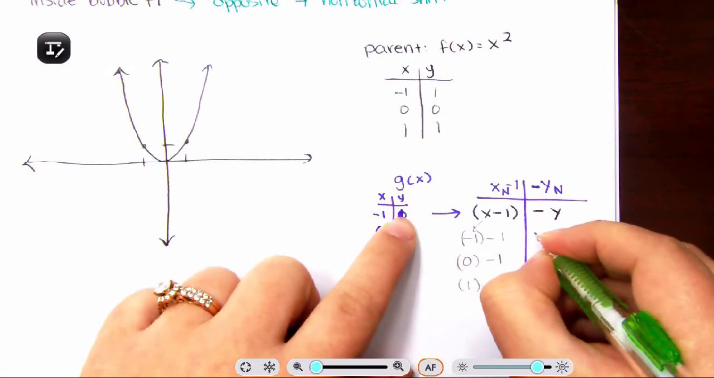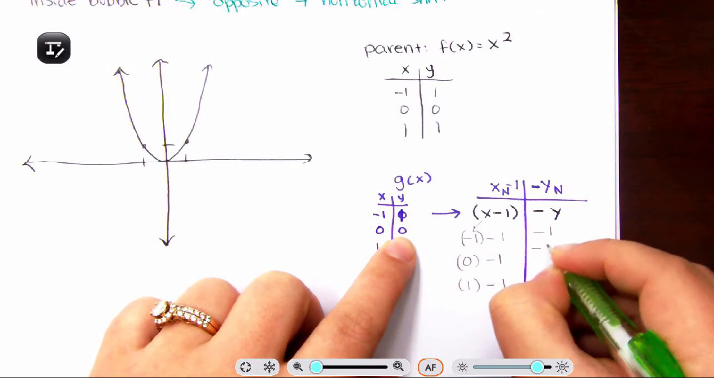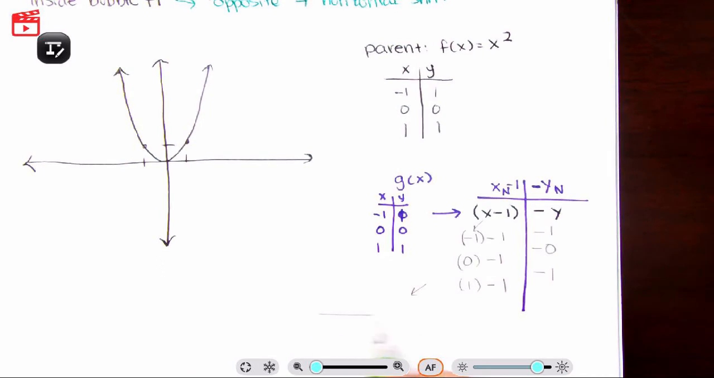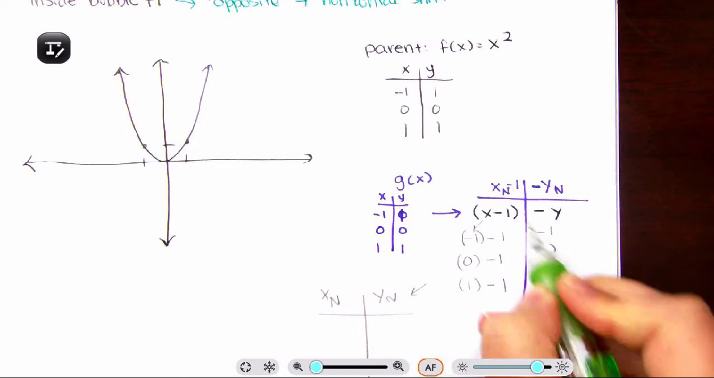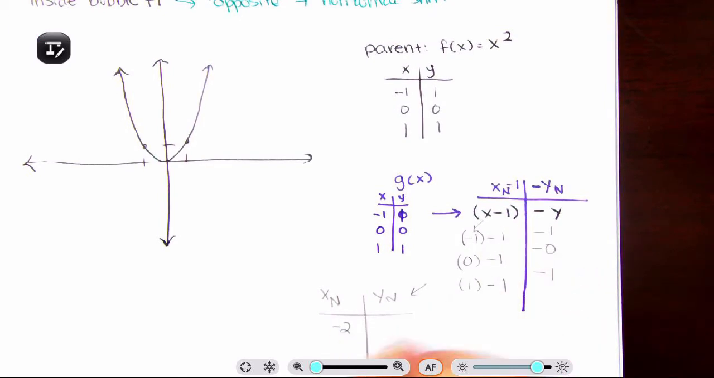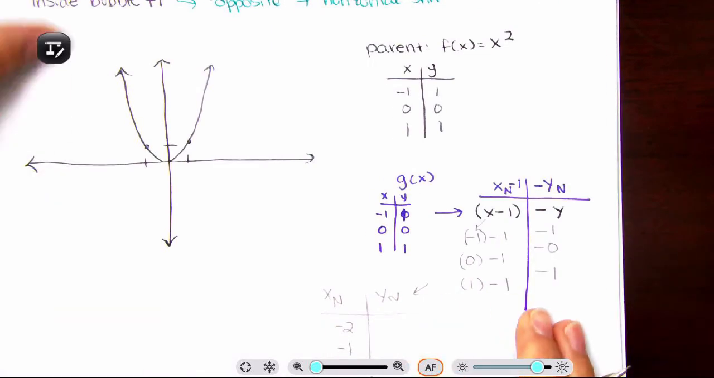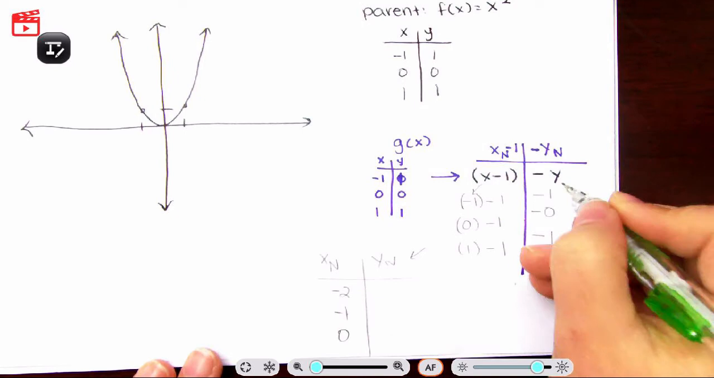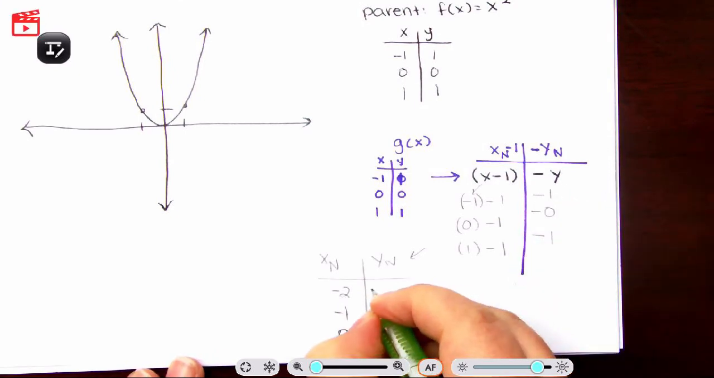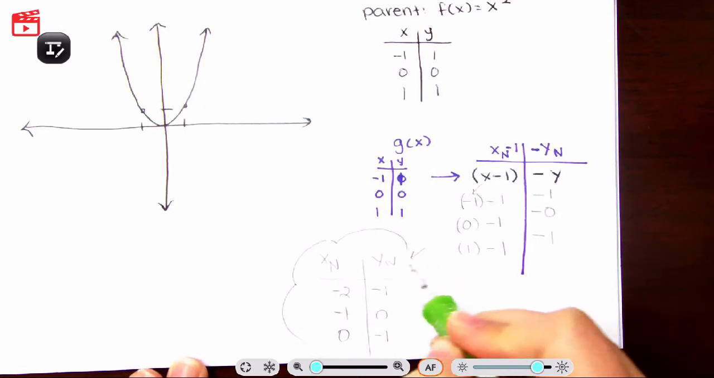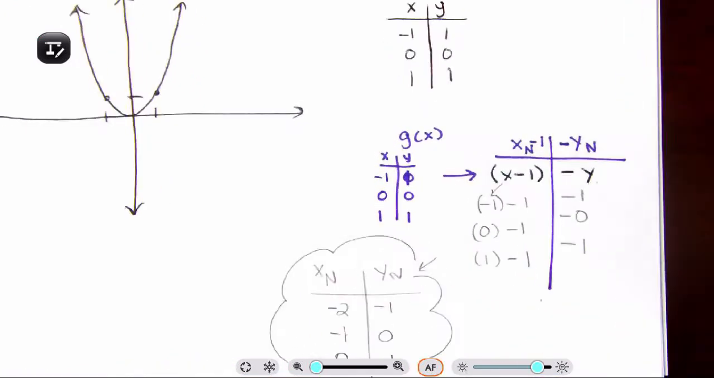So for y's, I have -1, -0, -1. So how do I make this prettier? Let me simplify this. So here's my new x's, here's my new y's. -1 minus 1, that's -2. 0 minus 1 is -1. And 1 minus 1 is 0. This one here, we're just reflecting, so I have a -1, 0, -1. So these are now my new points. This is for the transformed function, my new pretty points.